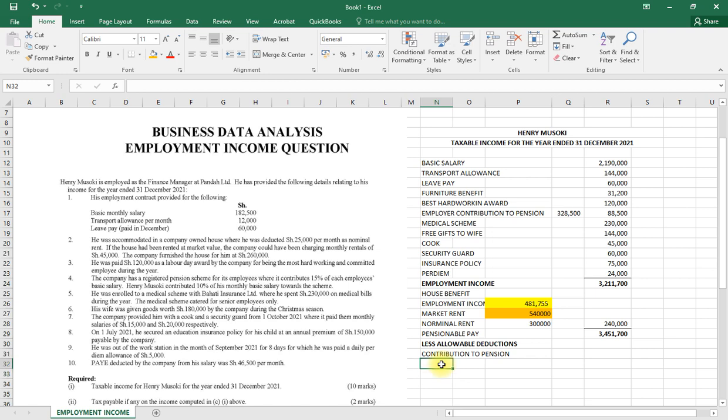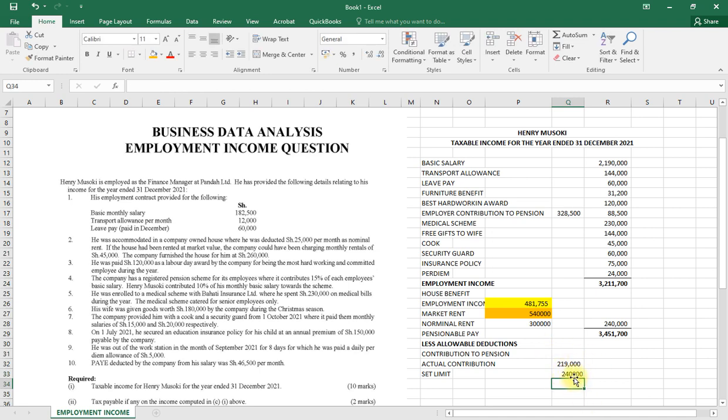I'll just take two amounts. Our actual contribution, the actual amount that he was contributing, is in this note. Henry Musyoki contributed 10% of his monthly basic salary towards the scheme. So we normally use the annual amount by 10%, and I enter, vis-a-vis the set limit. The set limit for pension is normally 240,000.